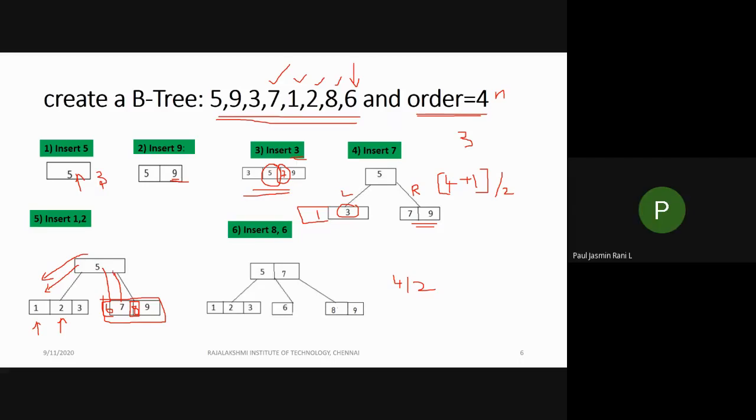So here I'm going to move the 7 to the top. After that, on the left side I'm going to put 6 and on the right side I'm going to put 8. So when it doesn't satisfy the property of a B tree, you go for a splitting operation. This has to be performed while creating your B tree.